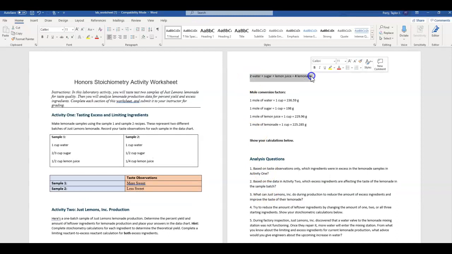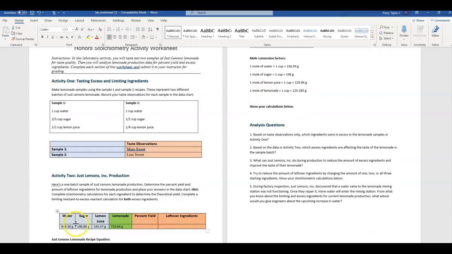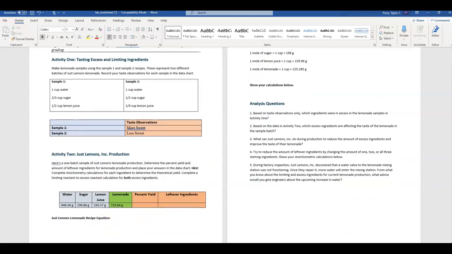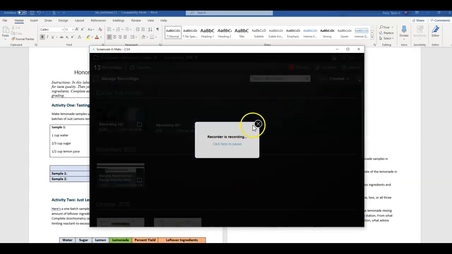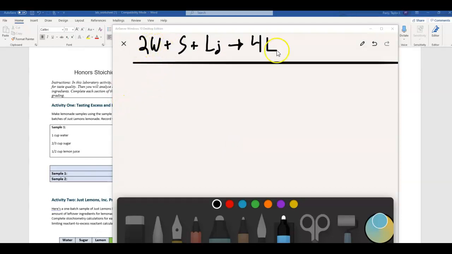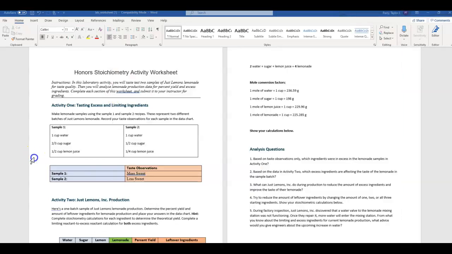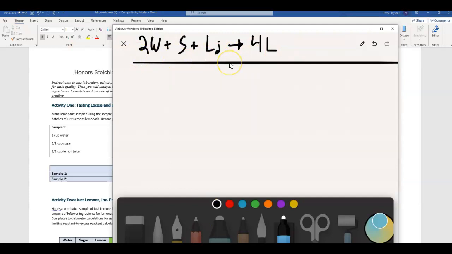We're going to use this equation right here to figure that out. So if you'll give me 1 second, I'm going to pause. Oh, my pause button's gone. Okay, I've skipped ahead. I've written right up here the formula that they're giving us: 2 water plus 1 sugar plus 1 lemon juice equals 4 lemonade. That's the ratio they've given us, and so that's what I have right up here.